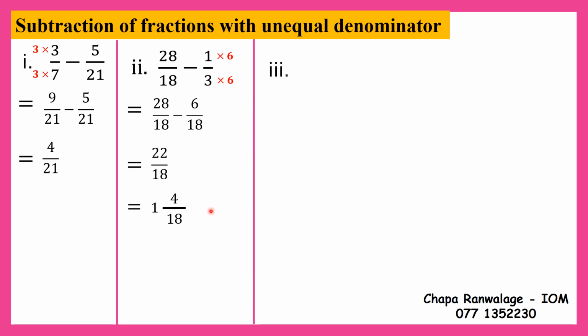And last one, third one, 9/5 minus 5/8. What should we do? Can we obtain 8 by multiplying this 5 with any whole number?